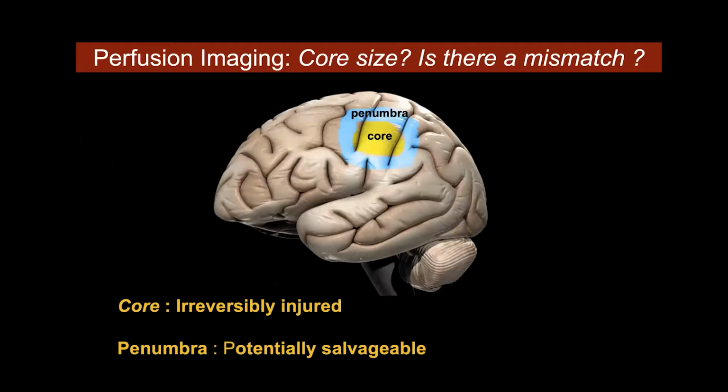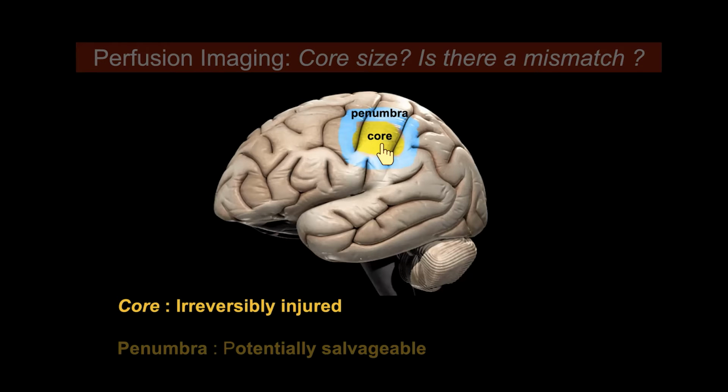Before we get into the nitty-gritty, a 10,000-foot kind of a question. Why are we using perfusion imaging? So two main things. Number one, it helps us to understand what the core size is. And the other one, is there a mismatch? So we know that the core is the brain tissue which is irreversibly injured. And the penumbra is the potentially salvageable if the reperfusion happens in time.